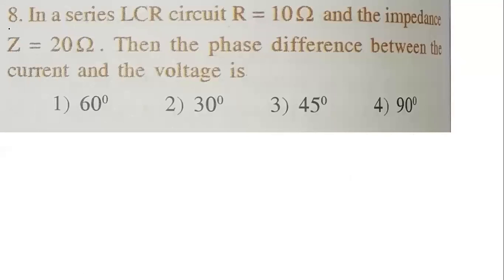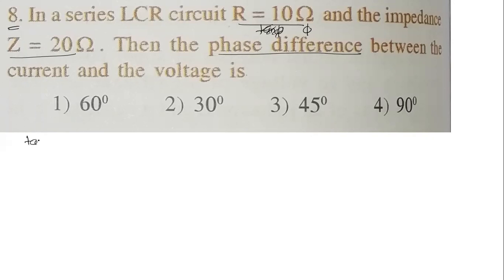Next question is question number 8. In a series LCR circuit, resistance is 10 ohm. Impedance is given as 20. Then they're asking you the phase difference. They're asking you phi, not tan phi actually. So here you need to think in a creative way.